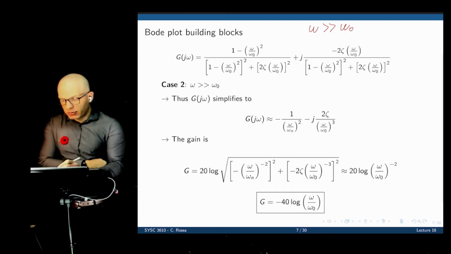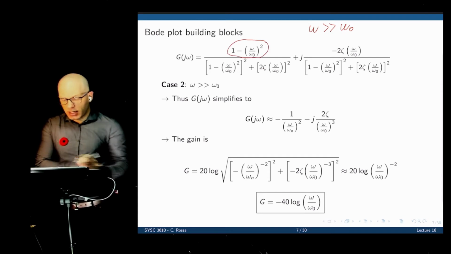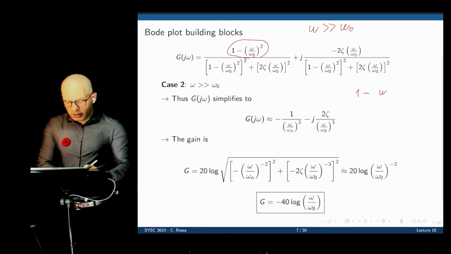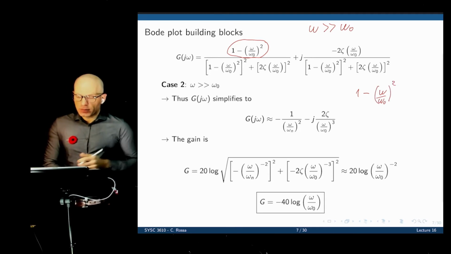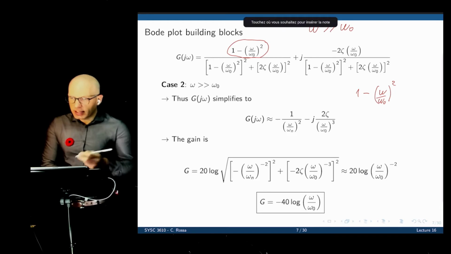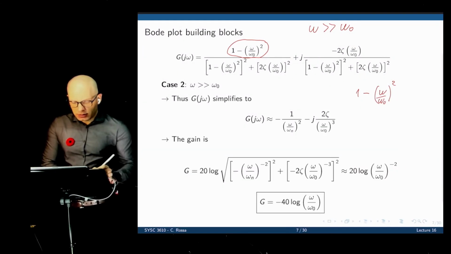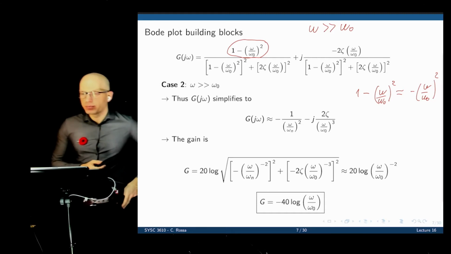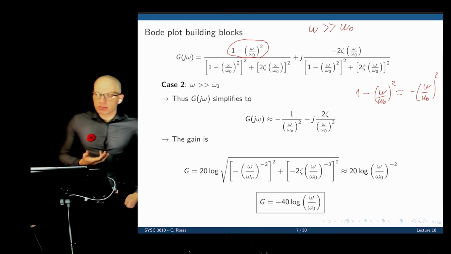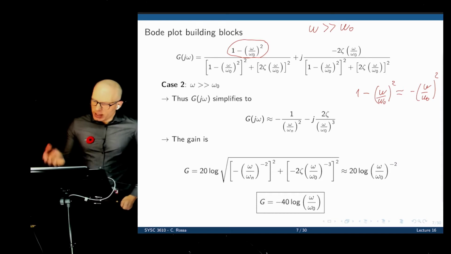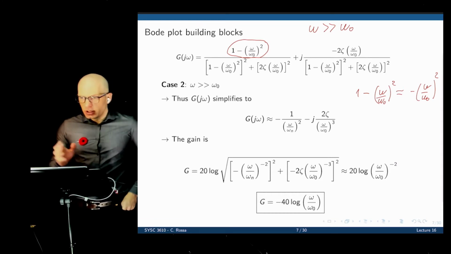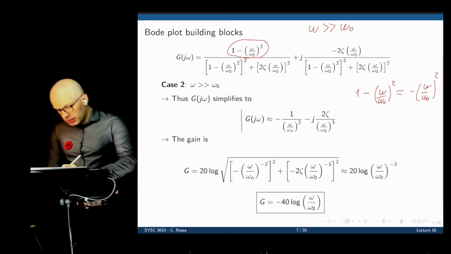We can apply the same method. For example, here, if you make that assumption, we can say that 1 minus omega divided by omega 0 squared, if omega is much greater than omega 0, we can neglect that 1, and you can say that this is approximately negative omega divided by omega 0 squared, right? Because it's much greater than 1. So this is the type of simplification we can do now. And by applying this condition, the entire transfer function simplifies to this.